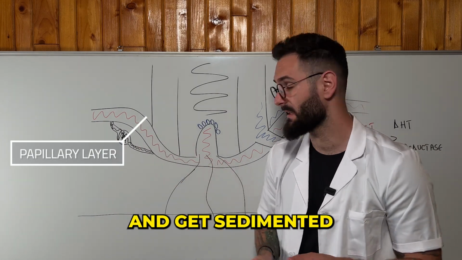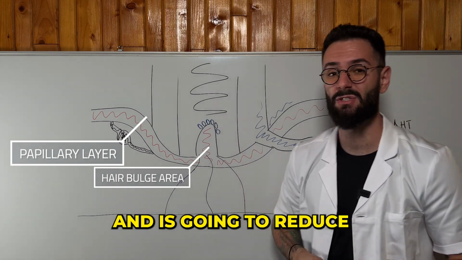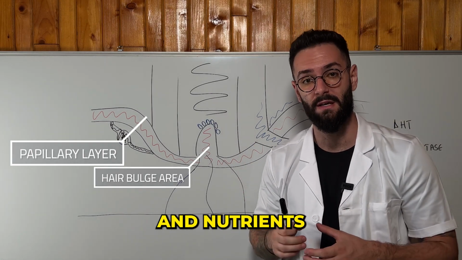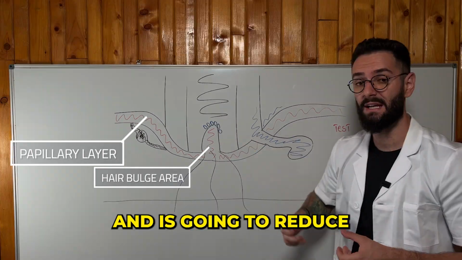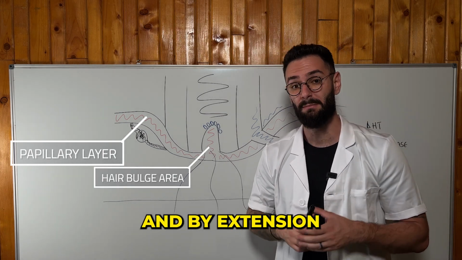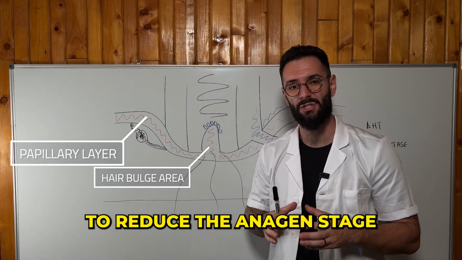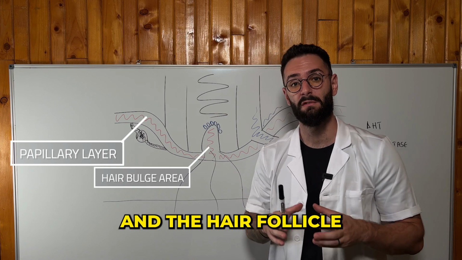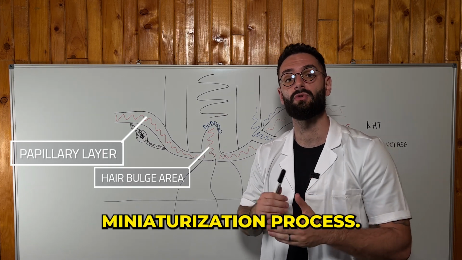Those DHT sediments are going to get transported through the papillary layer with the help of the capillaries and get sedimented around the hair bulge area, and are going to reduce the blood nourishment and nutrients to the hair matrix, and reduce the keratin production. By extension that's going to reduce the anagen stage, the growth stage of the hair, and the hair follicle is going to go into the hair miniaturization process.